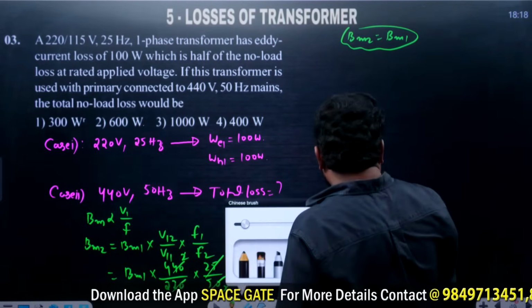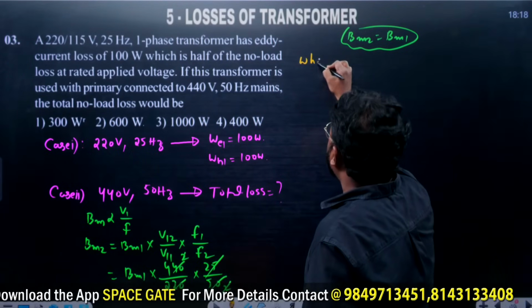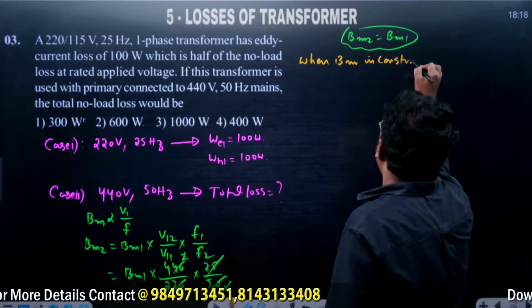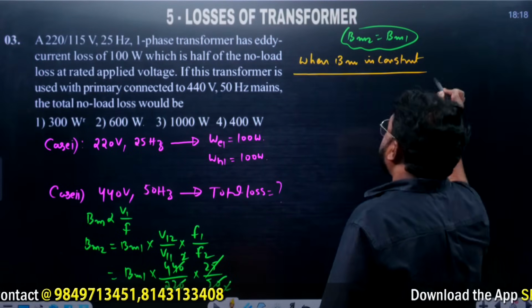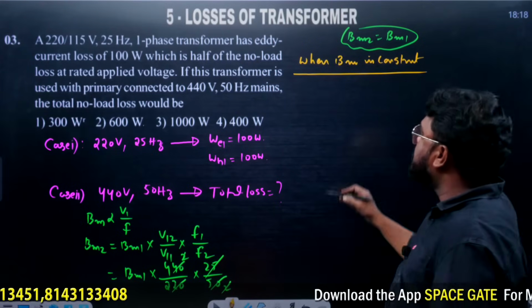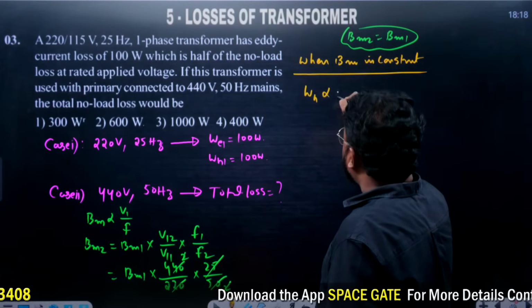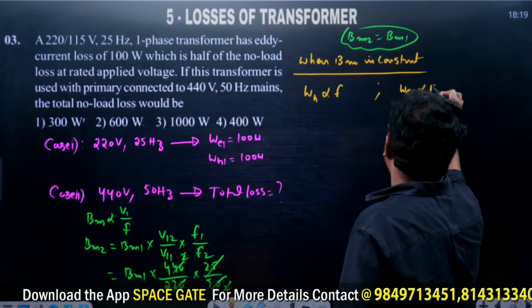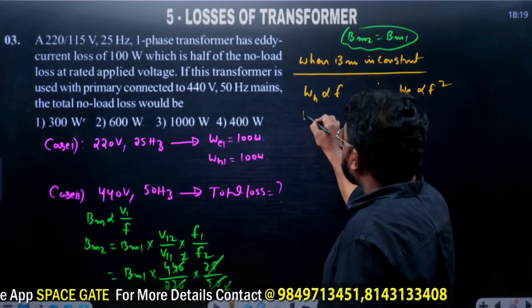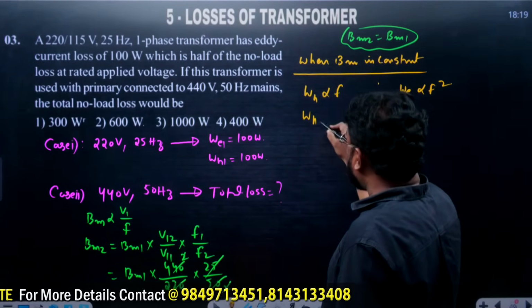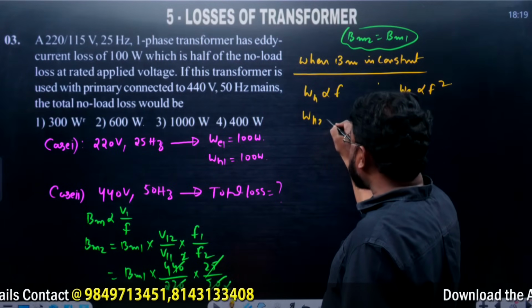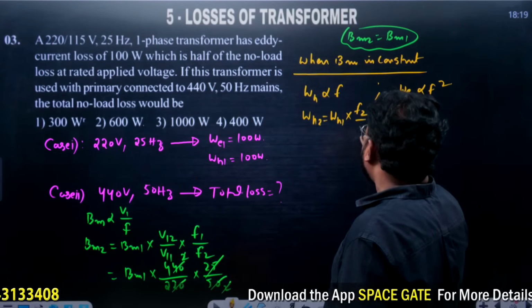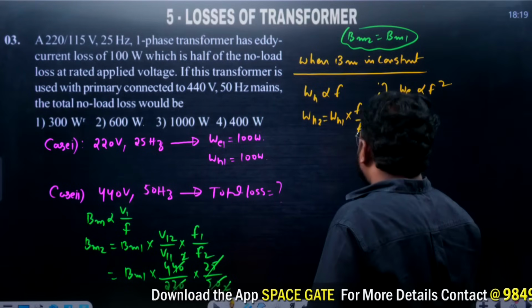So when B maximum is constant, what will happen in hysteresis loss and eddy current losses? The hysteresis loss is directly proportional to the frequency, whereas eddy current loss is directly proportional to the square of the frequency. So therefore WH2 is equal to WH1 into F2 by F1 value. So WH1 F2 by F1.